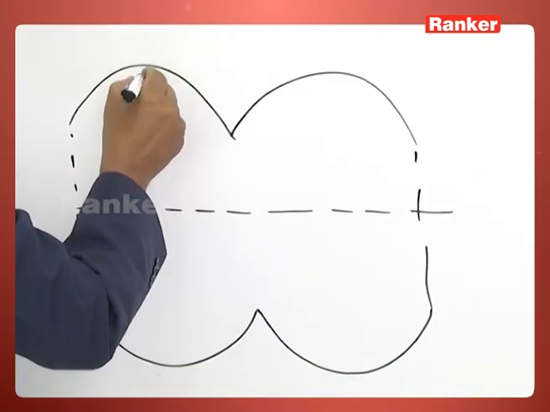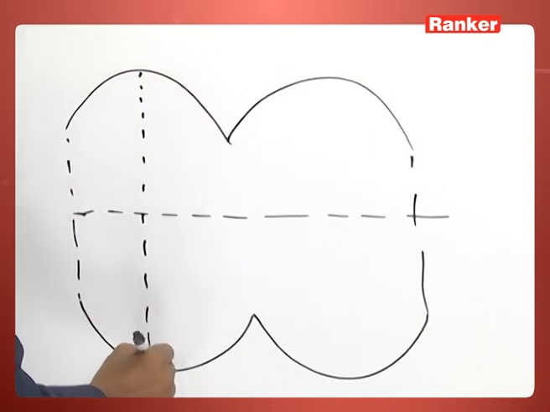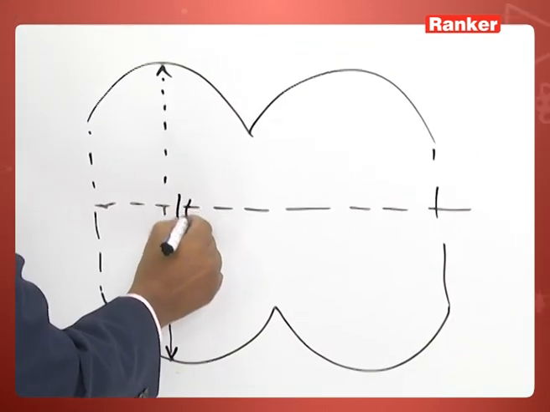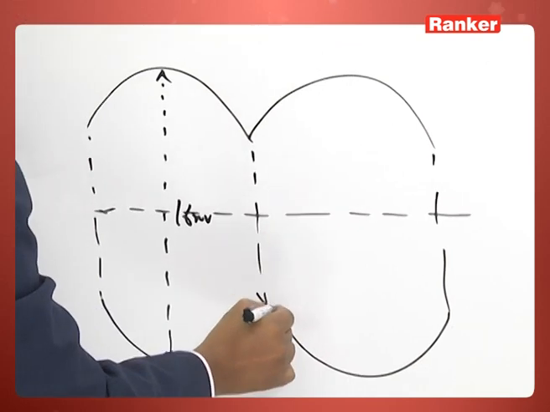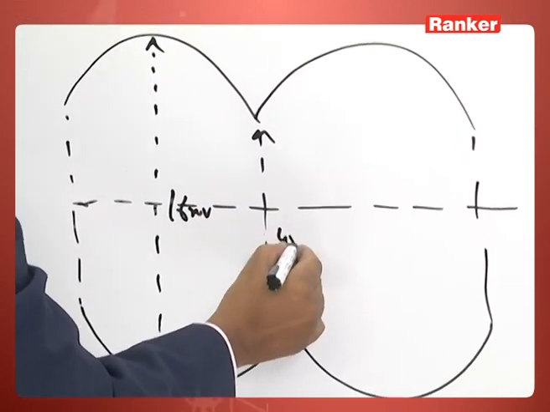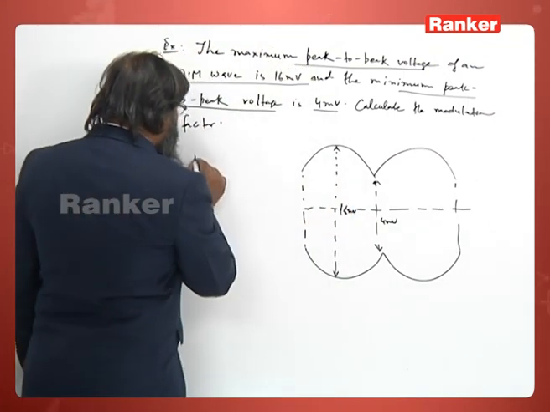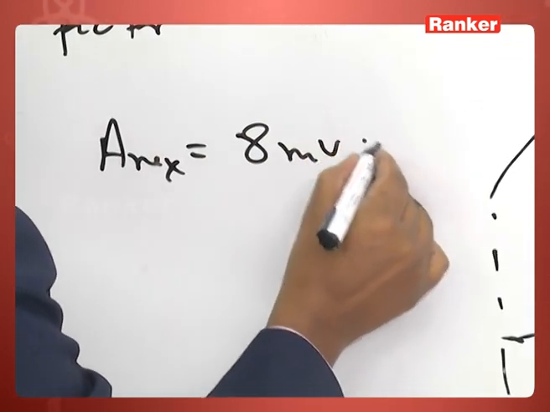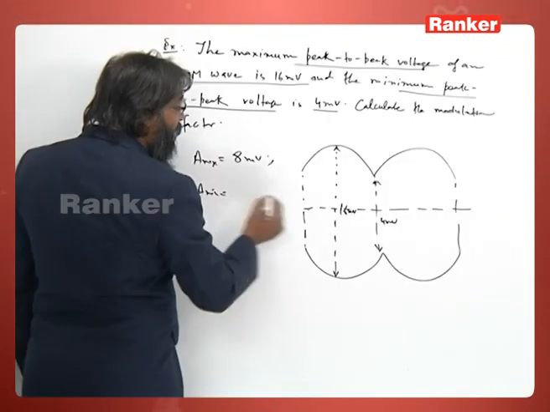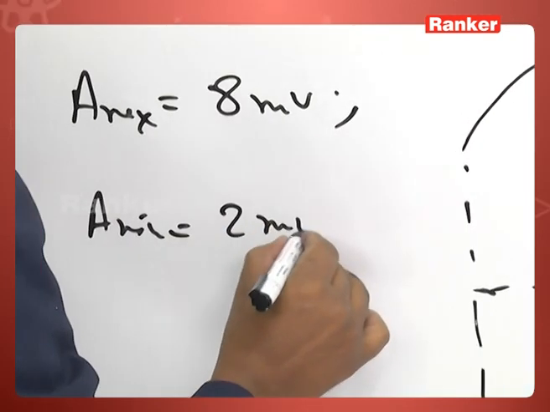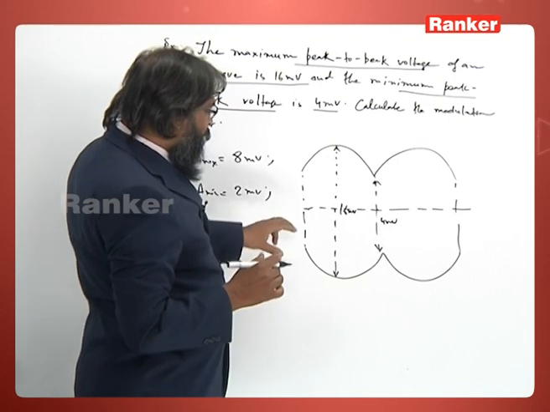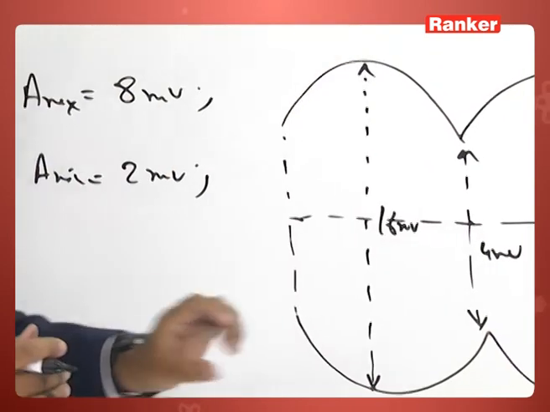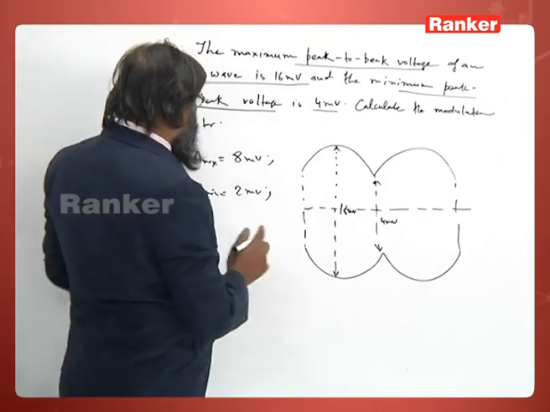So what I mean by peak to peak is this voltage. This is given as 16 millivolts, and the peak to peak minimum voltage is given as 4 millivolts. So A max, the maximum voltage, becomes 8 millivolts, and the minimum becomes 4 by 2, that is 2 millivolts. The common mistake is to consider peak to peak voltage as A max, that is, saying A max is 16 and A min is 4. This is the common mistake.